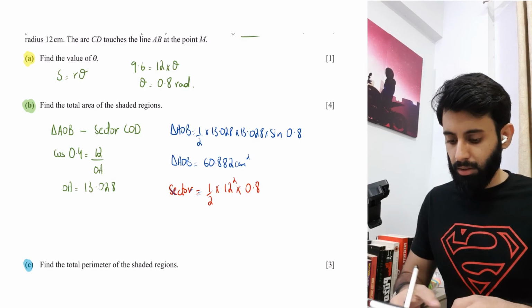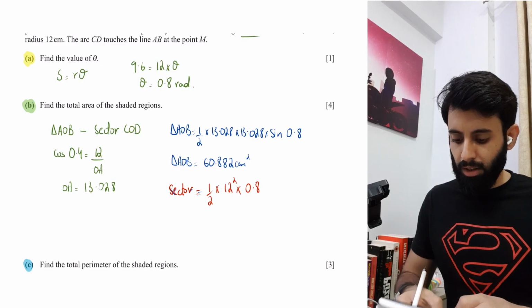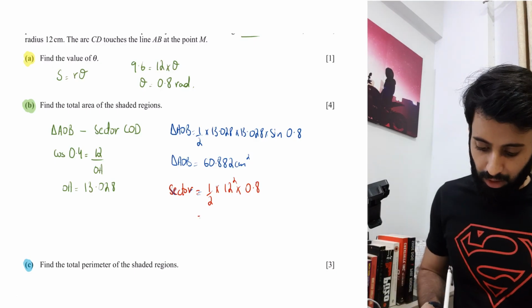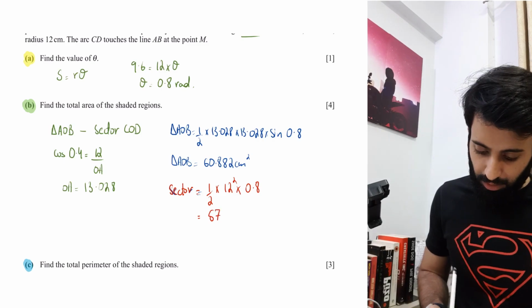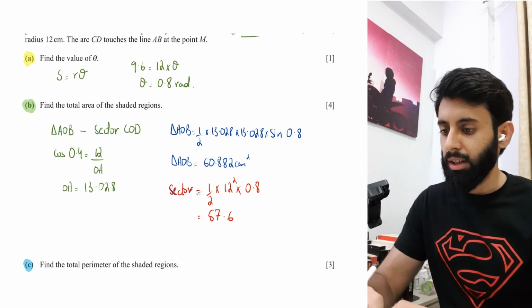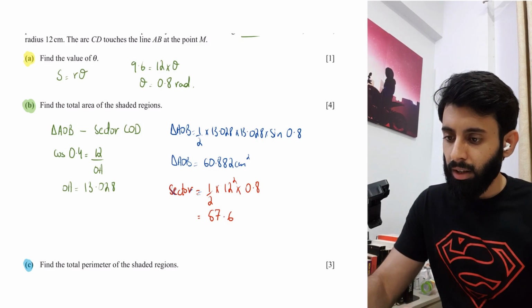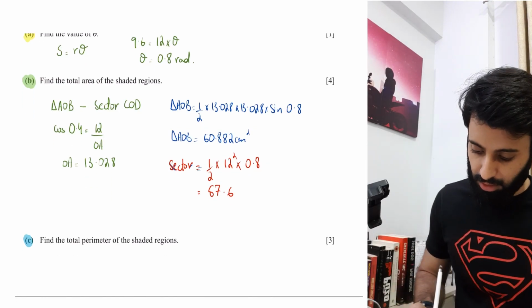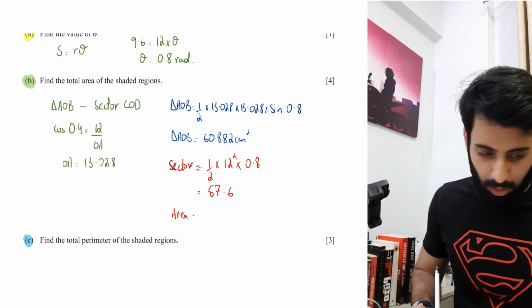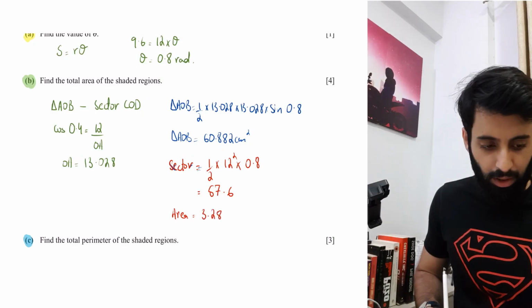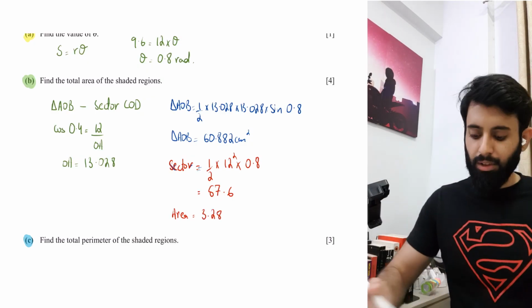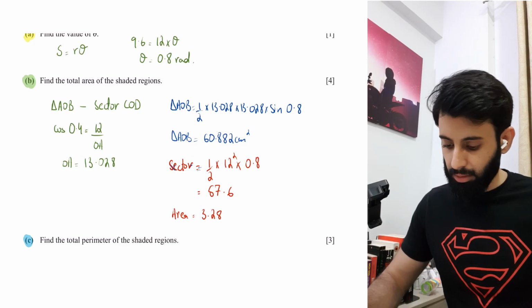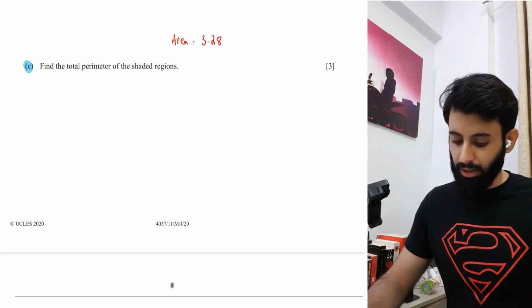So let's work it out. 0.5 into 12 into 12 into 0.8. So I'm looking at 57.6. Now all I've got to do is take 60.882 and from it subtract the answer. So now I'm looking at area of the shaded region, which is equal to 3.282, and I'll leave it at 3.28 so that it's correct to three significant figures, and that's the final and the correct answer.